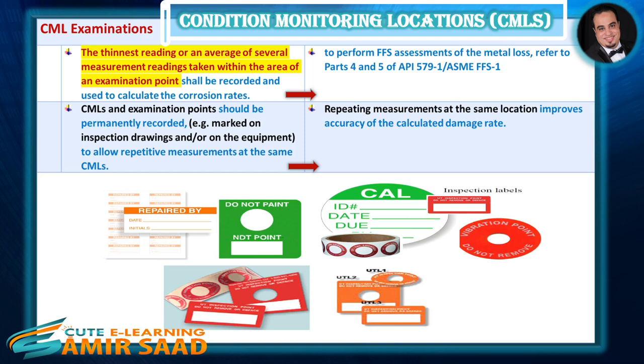CMLs and examination points should be permanently recorded, for example, marked on inspection drawings and/or on the equipment, as illustrated in figures below, to allow repetitive measurements at the same CMLs. Repeating measurements at the same location improves accuracy of the calculated damage rate.